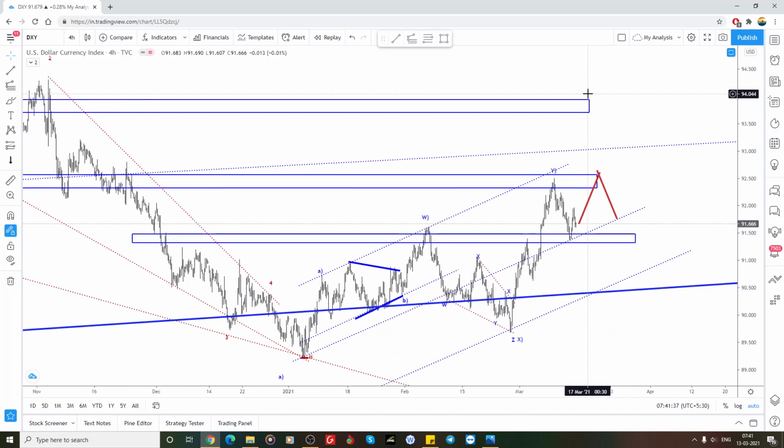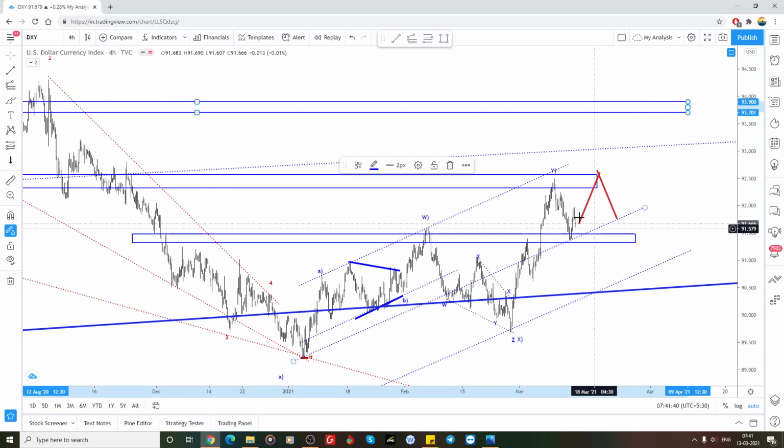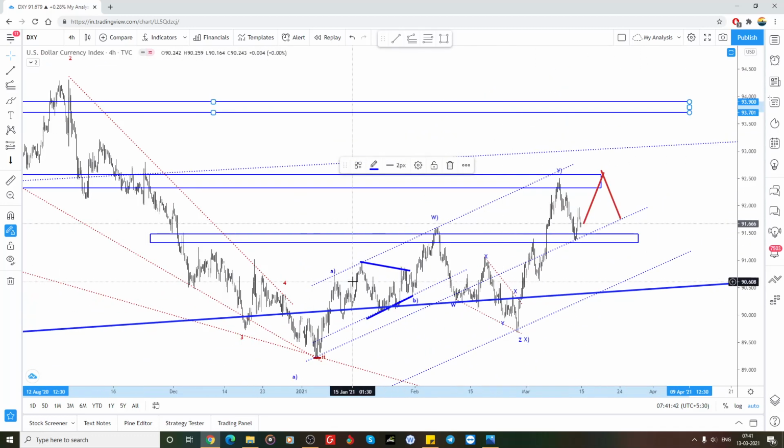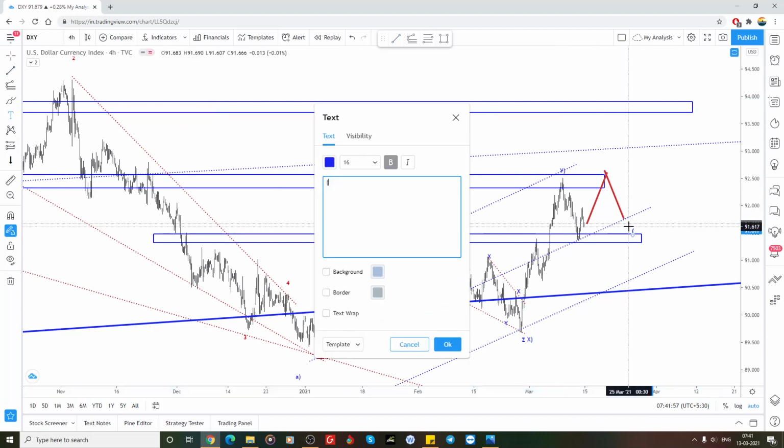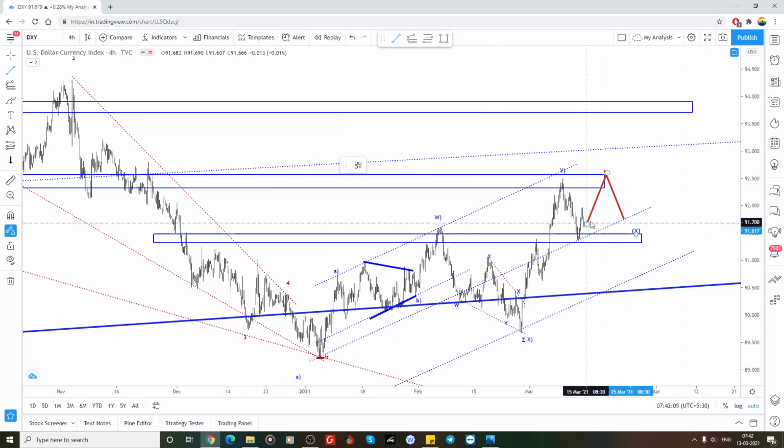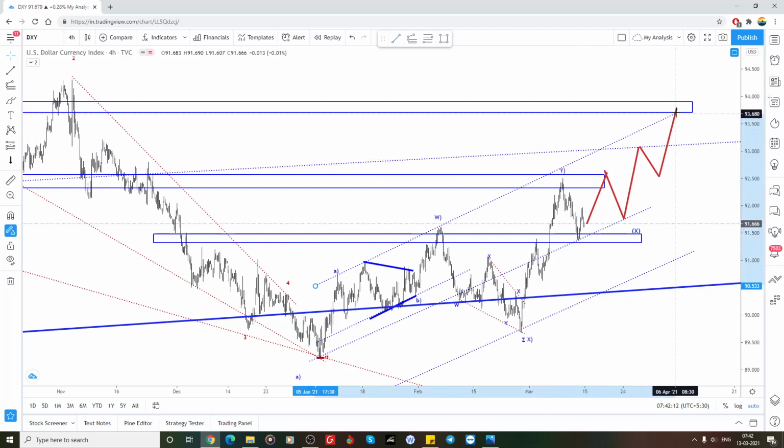So now I am looking for somewhat of a correction, because I took this as a leading diagonal. So now I mark it as W X Y. If the X will be a little bit of a complex correction, what I explained here, this could be another X. After that Z will come as another ABC, so that may reach here. So this channel will continue like this.